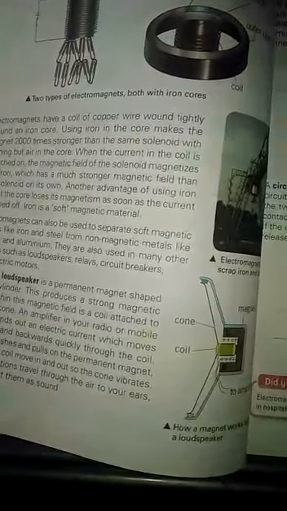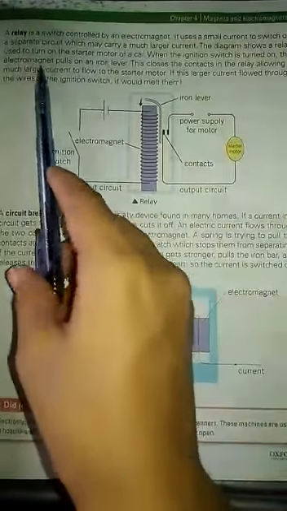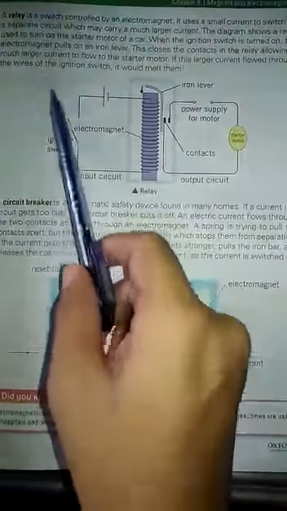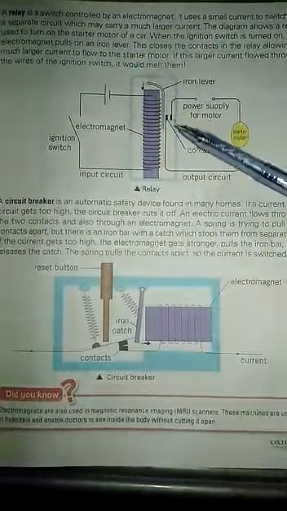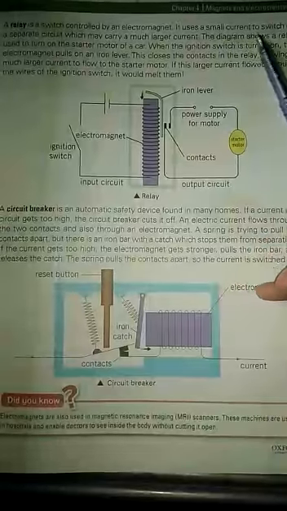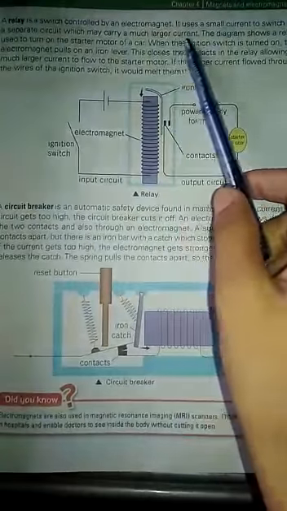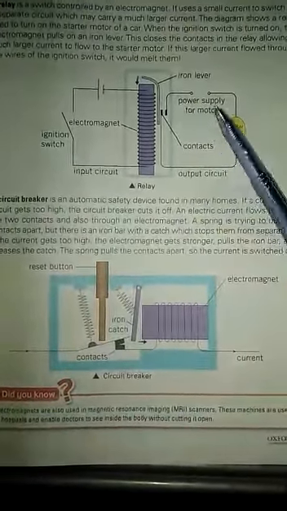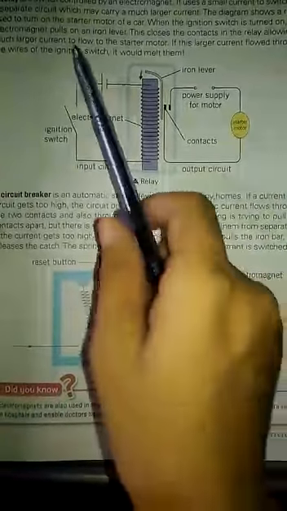This was our previous lecture, and today we are going to start the usage of electromagnets in a relay. A relay is a switch controlled by an electromagnet. It uses a small current to switch on a separate circuit which may carry a much larger current.